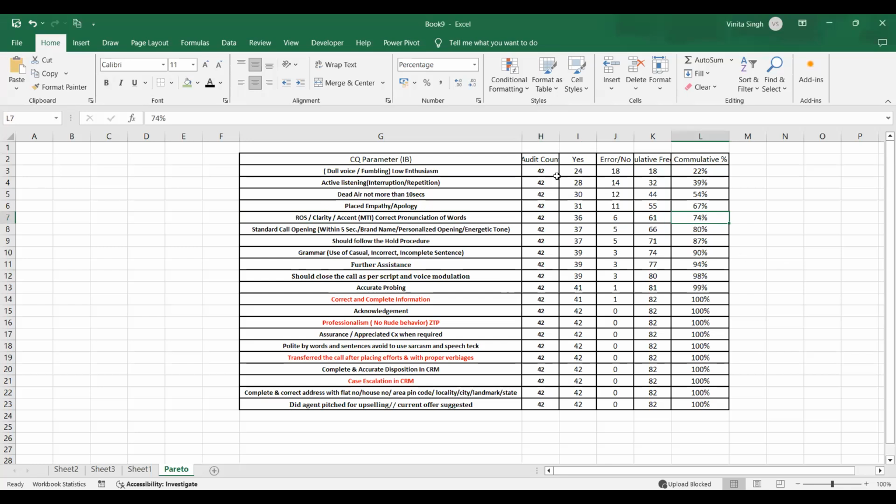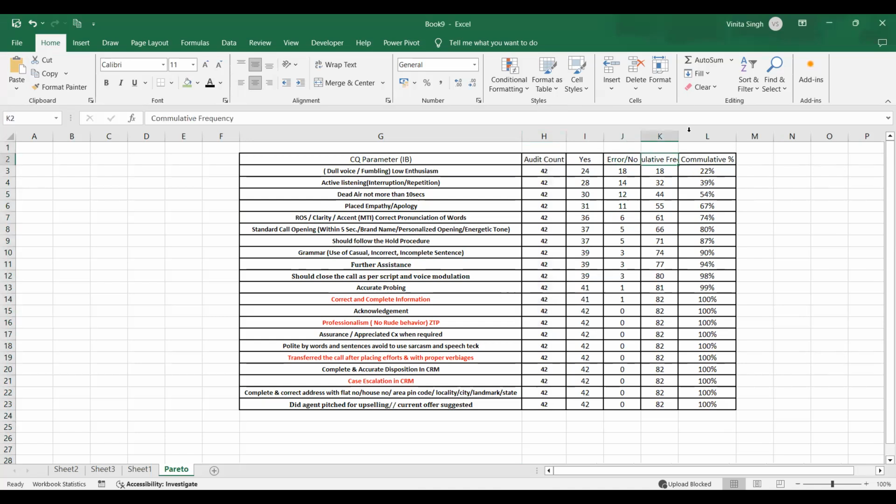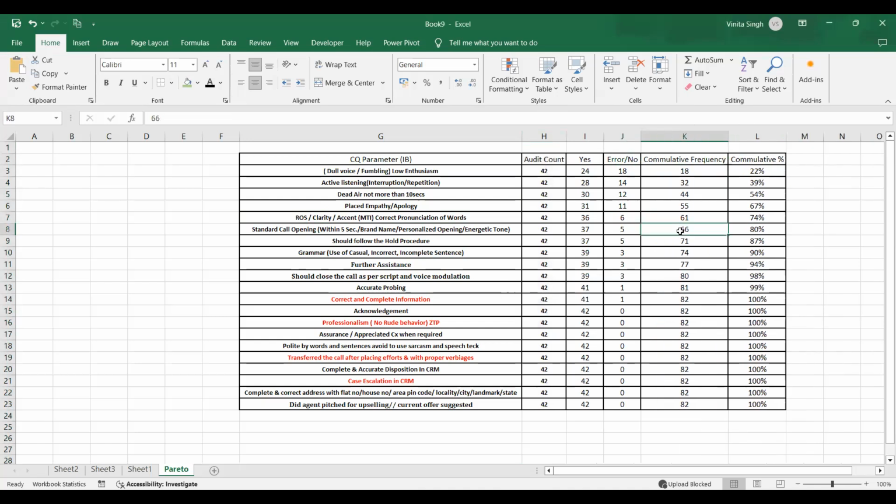Yes, it is. Okay, so how do we find the errors in Pareto and how do we do the Pareto analysis? Let's understand it this way. Let's say there's a quality parameter. We say this is the CQ parameter IB, which means call quality parameter. We are considering the service industry, with call quality as a parameter and inbound as the process.